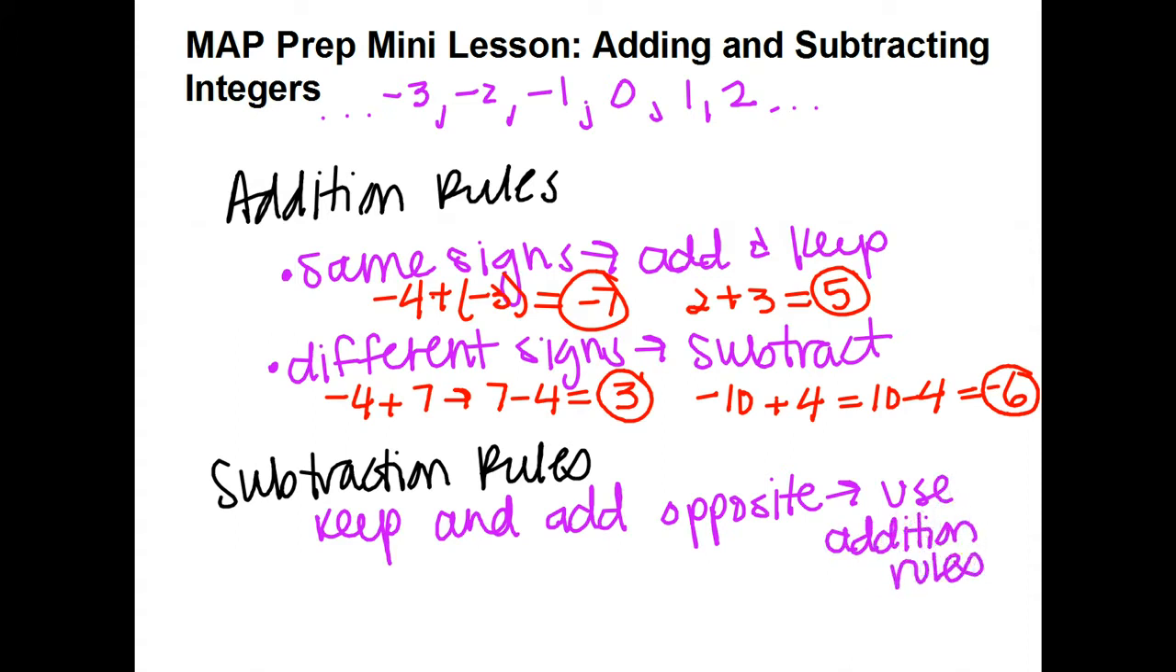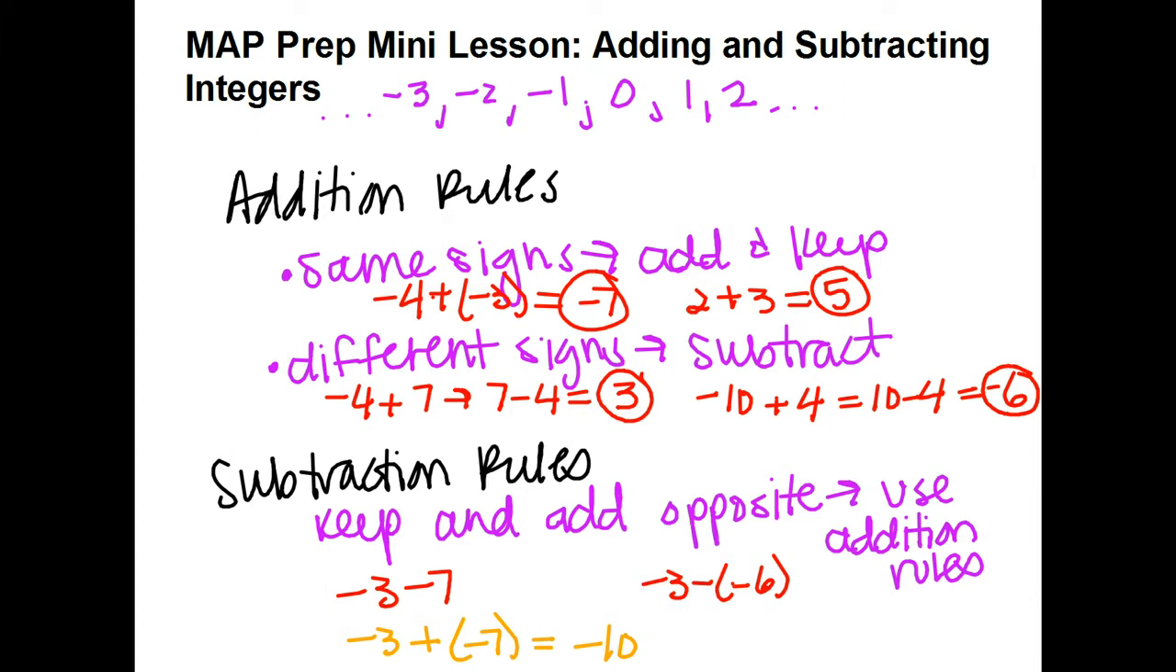So, for example, we have -3 minus 7. So I'm going to keep the first number and add the opposite of 7. The opposite of 7 is -7. Now I have an addition problem. My signs are the same. Add and keep.